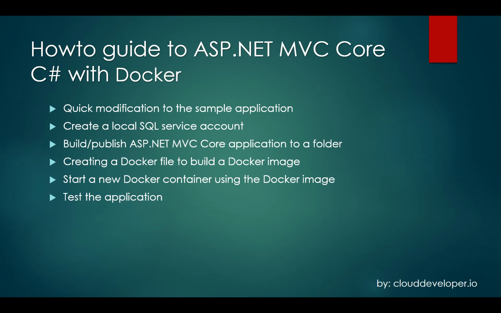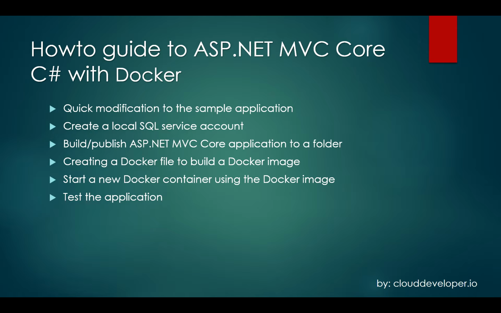The specific items we're going to cover are the quick modifications to our sample application, where we're going to create a new local SQL service account for our application to use to connect to our SQL database. We're going to build and publish that ASP.NET MVC Core application to a local folder, and then we're going to actually copy that folder to our Linux machine that has Docker installed on it.